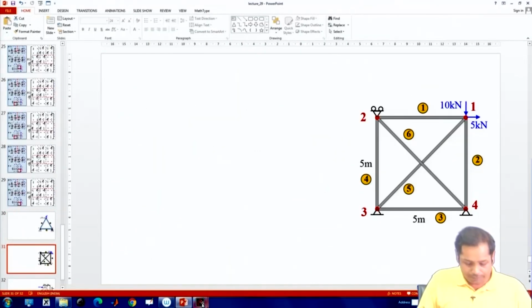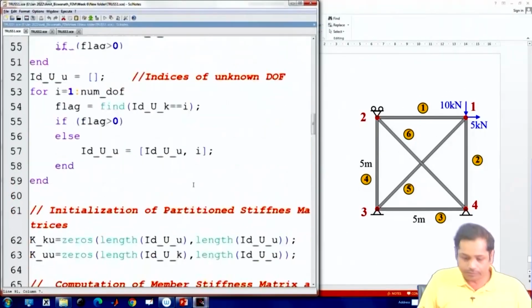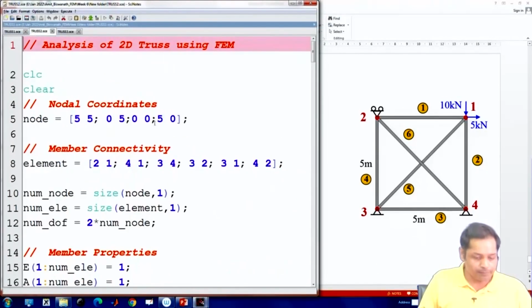Let's take this problem with the same code. This problem has a total of 6 members and 4 nodes, and these are the numbering of the members and the numbering of the nodes. Then we have forces at node number 1: 5 kilonewton in the horizontal direction and 10 kilonewton vertically downward. So let's give that input, give that information.